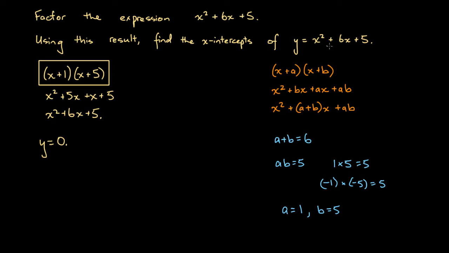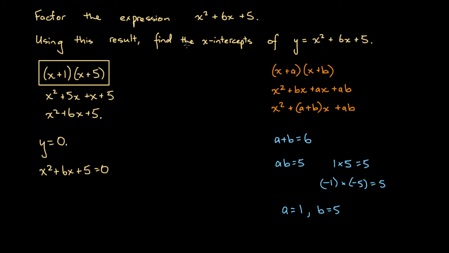In other words, we need to find the x values that we could substitute into this equation such that y equals 0. Or alternatively, we could write that as x squared plus 6x plus 5 equals 0. So it's asking us for x values that we could input into this equation such that this holds true. Of course, here we've got y equals 0. That's why I've written this.